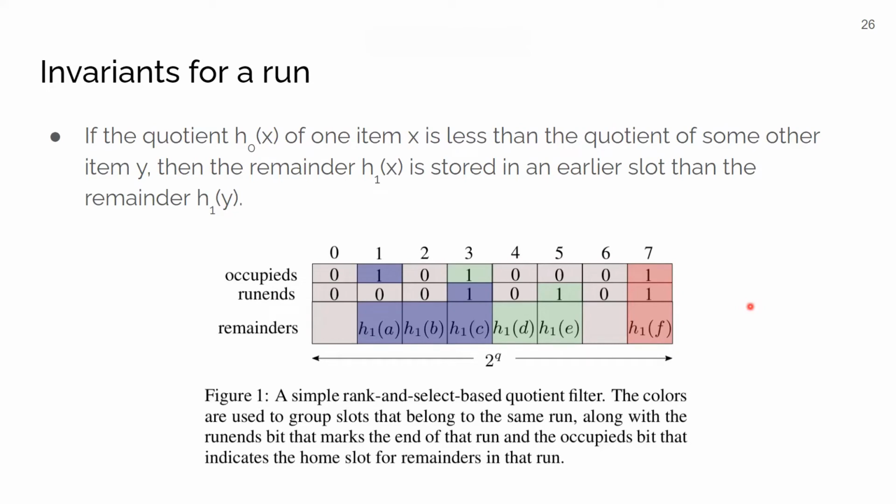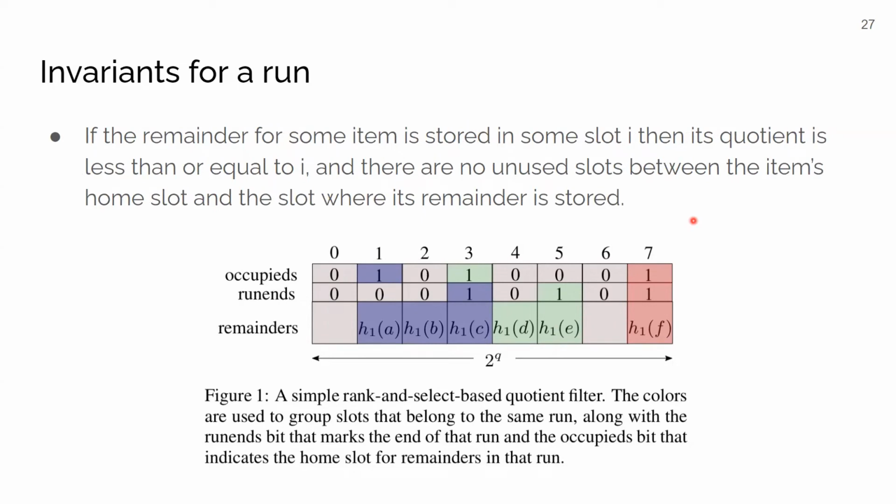The second invariant says, if the quotient h0 of x of some item x is less than the quotient of some other item y, then the remainder h1 of x is stored in an earlier slot than the remainder h1 of y. For example, if we consider the two runs purple and green here, the quotient of purple being 1 and that of green being 3, then we cannot store the remainder of green before the remainder of purple.